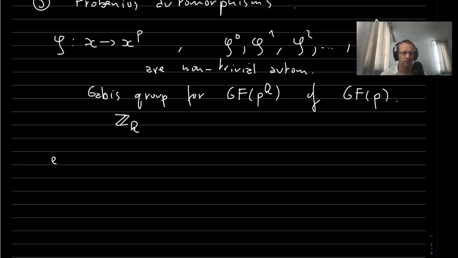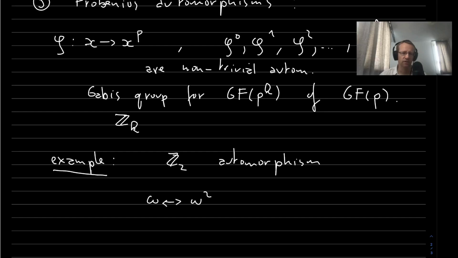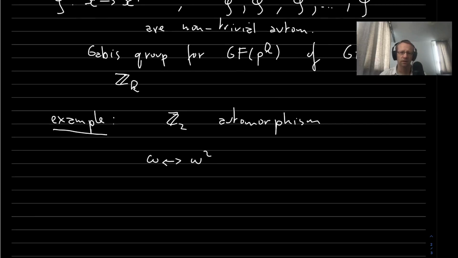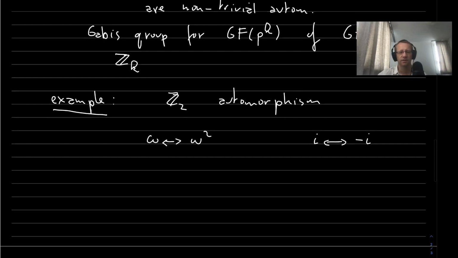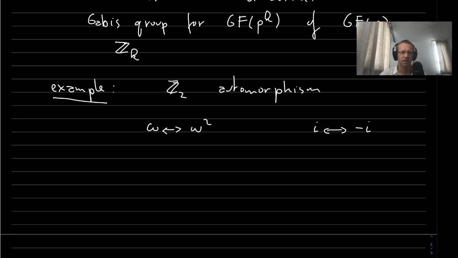And so if we look at the example again, for the field of order 4, we have a Z2 group of automorphisms, which has one non-trivial element, which maps omega to omega squared, and vice versa. And therefore, it's equivalent to mapping i to minus i, much as in our discussion of Galois theory and complex numbers.